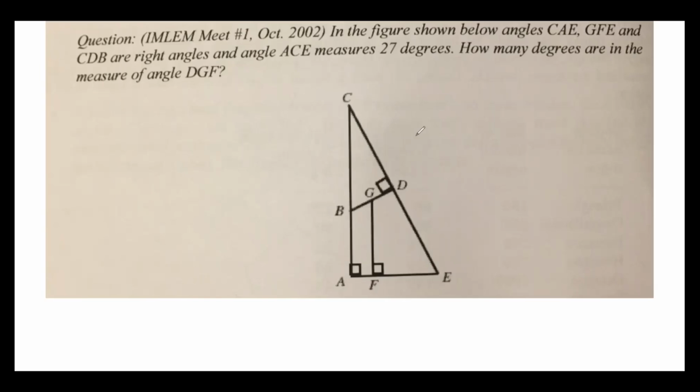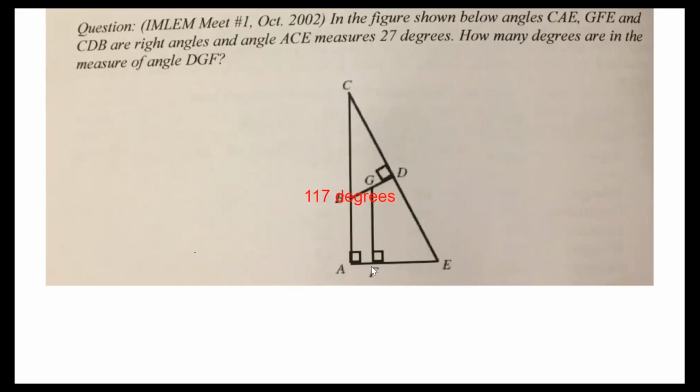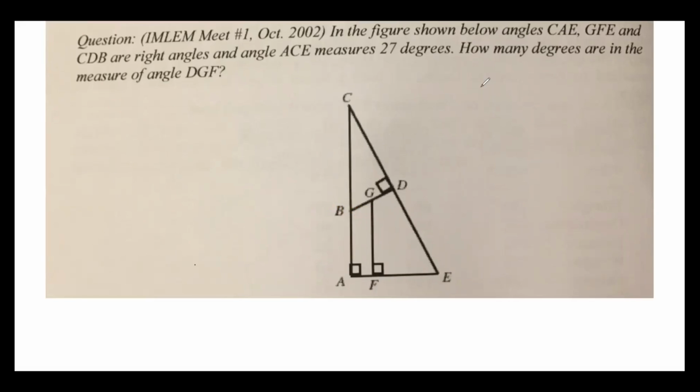All right. Seeing that quite a few of you have gotten the right answer, it was 117. Anyway, why is it 117? This is simply complementary angles and then parallel lines.